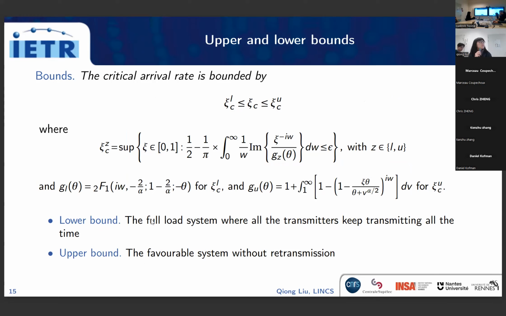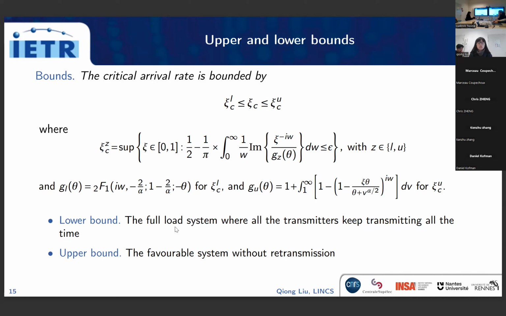So first, we give a bound for the critical arrival rate based on the previous definition by considering two modified systems. The lower bound is a full-load system where all the transmitters keep transmitting all the time. So in this case, the indicator function equals one, and it leads to the baseline model as I mentioned before. And for the upper bound, we consider a favorable system without retransmissions. So in this case, each transmitter will be active with the same probability as the traffic arrival rate.